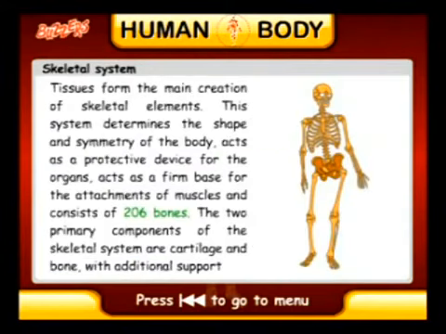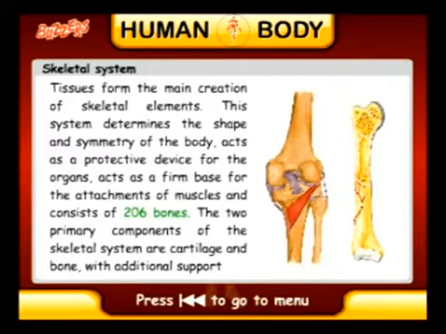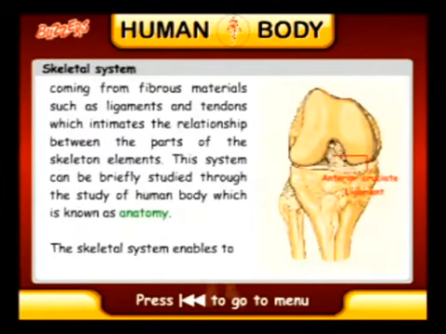Skeletal system. Tissues form the main creation of skeletal elements. This system determines the shape and symmetry of the body, acts as a protective device for the organs, acts as a firm base for the attachments of muscles, and consists of 206 bones. The two primary components of the skeletal system are cartilage and bone, with additional support coming from fibrous materials such as ligaments and tendons, which link the parts of the skeleton together.